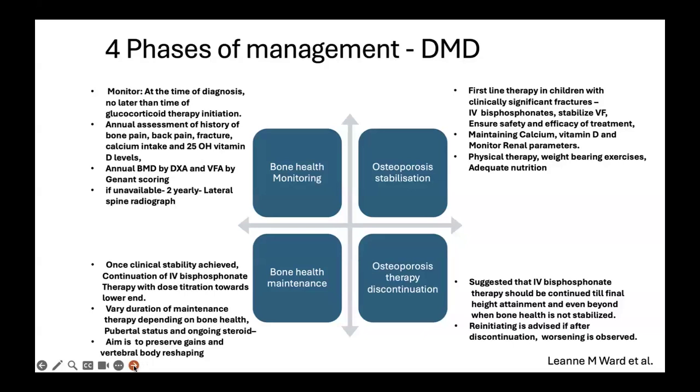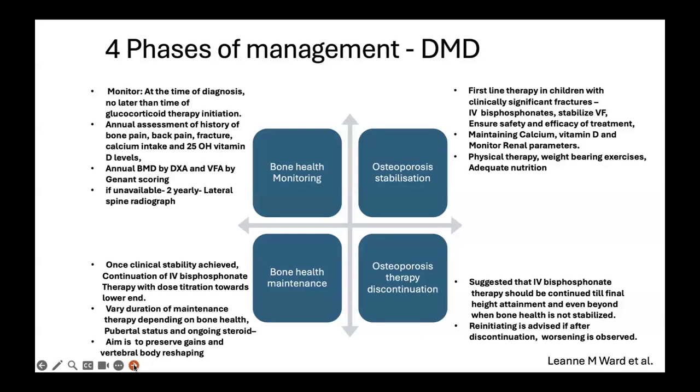And then there is discussion around stopping or discontinuing the osteoporosis therapy of IV bisphosphonates. This is generally done when final height is attained and when we have witnessed stabilization of the vertebral fractures or bone health. In case after 18 years of age there is again worsening disease, then reinitiating the IV bisphosphonates can be considered.